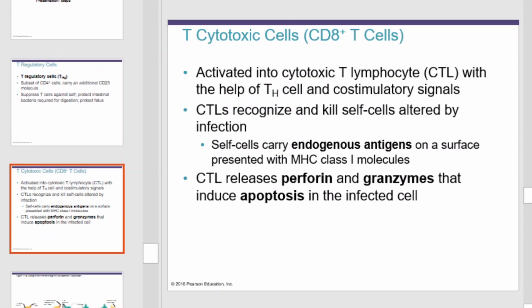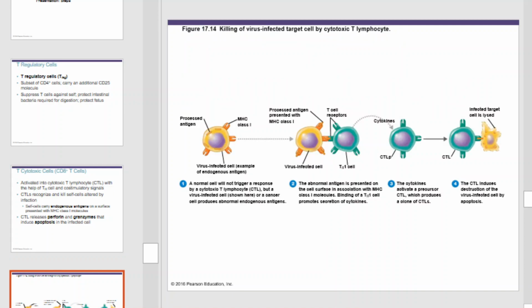T cytotoxic cells, CD8 T cells, are activated into cytotoxic T lymphocytes, or CTLs, with the help of TH cells and costimulatory signals. CTLs recognize and kill self cells altered by infection. Self cells carry endogenous antigens on a surface presented by MHC class I molecules. CTL releases perforin and granzymes that induce apoptosis in the infected cell. This is a picture illustrating the killing of a virus-infected target cell by cytotoxic T lymphocytes.